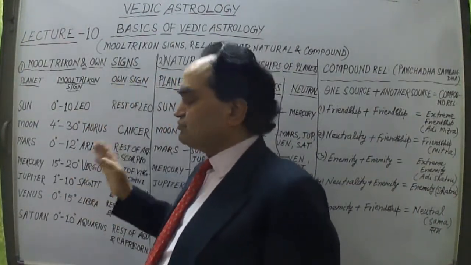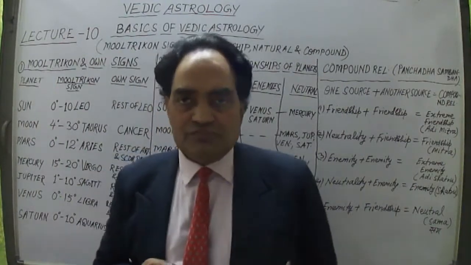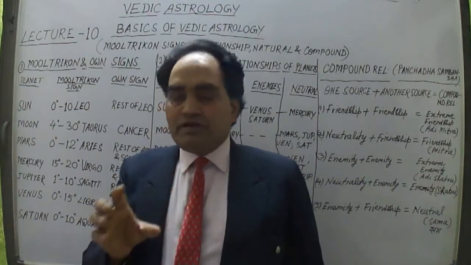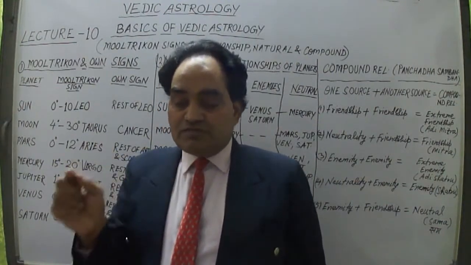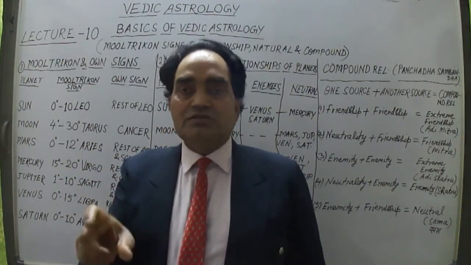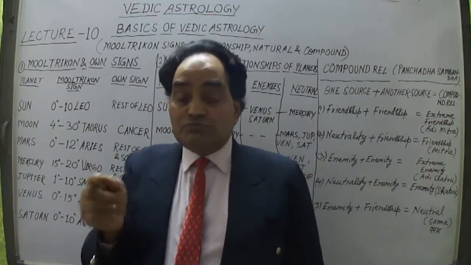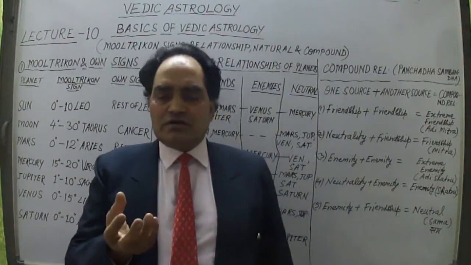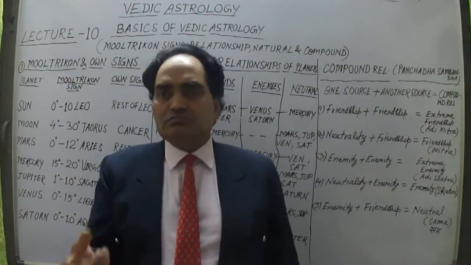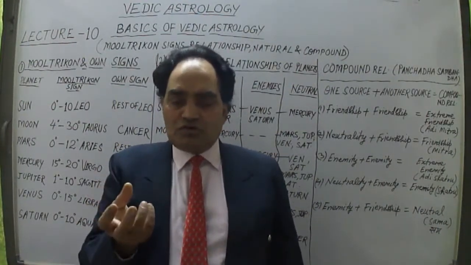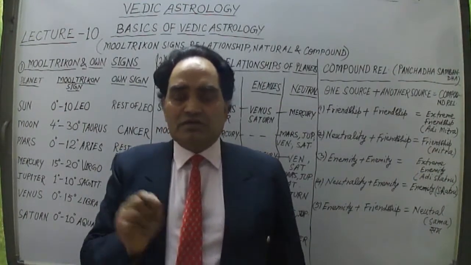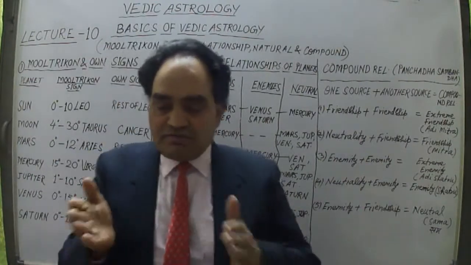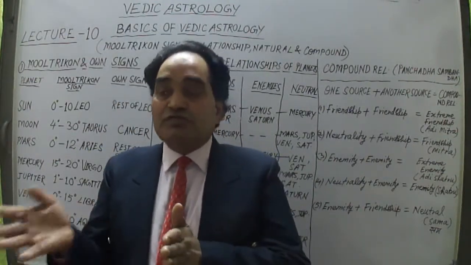First I'll take the first one. What are the Mooltrikon signs for every planet? The Mooltrikon sign is very important. The reason is that if a planet is placed in its own sign or its Mooltrikon sign, that is its natural or actual sign, it is better placed. We can say that the planet is better placed in a particular sign. What is that better place in a particular sign for a planet?